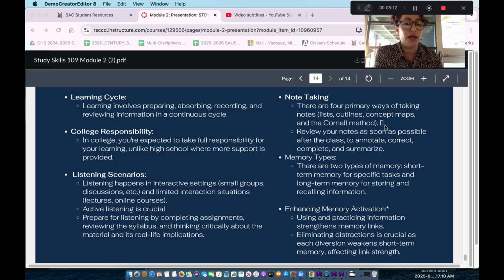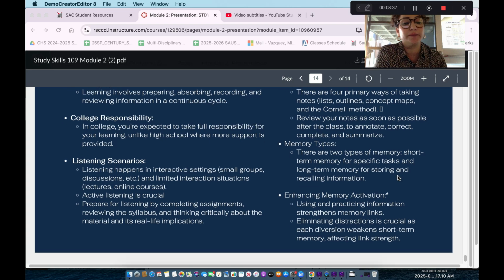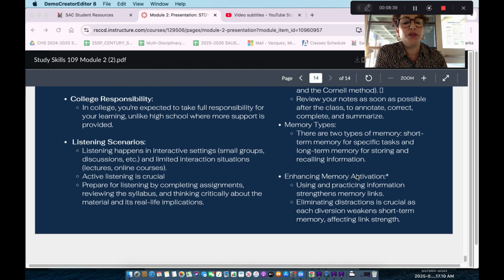Try them all out. There are 2 types of memory, and one is short term for specific tasks like tying your shoes, right? And a long term memory for storing and recalling information. So that would also be one when you first learn how you tie your shoe, and then now that it's been in your mind for so long, it is something that you just recall from it being in your brain for so long. There's ways to enhance your memory.